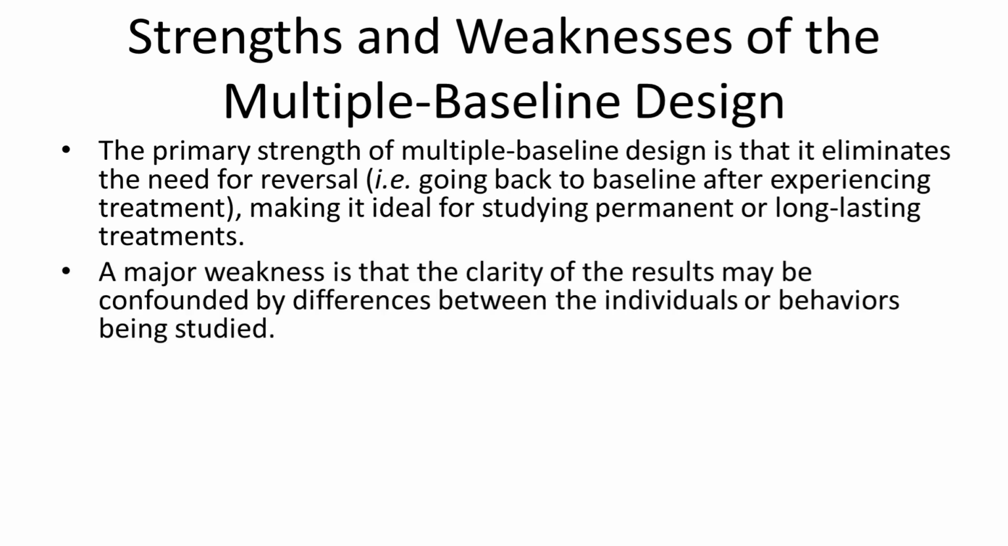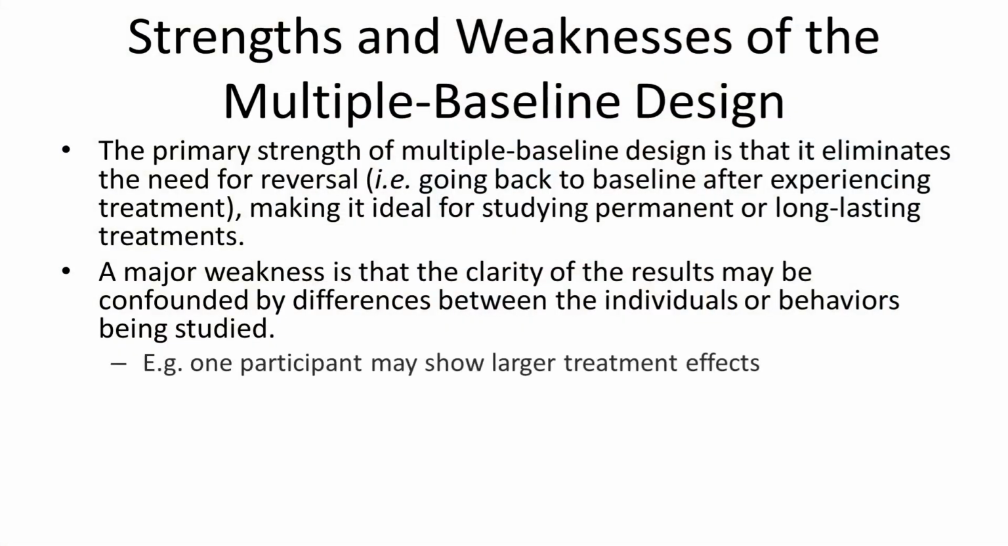But there is a big weakness here, and that is that the clarity of the results might be confounded by individual difference variables. It might seem strange to think that individual difference confounds are part of single subject research, but they are when it comes to multiple baseline design. Because if you ever need to compare more than one individual, these confounds are going to come in. For example, one participant might just show larger treatment effects than the other.